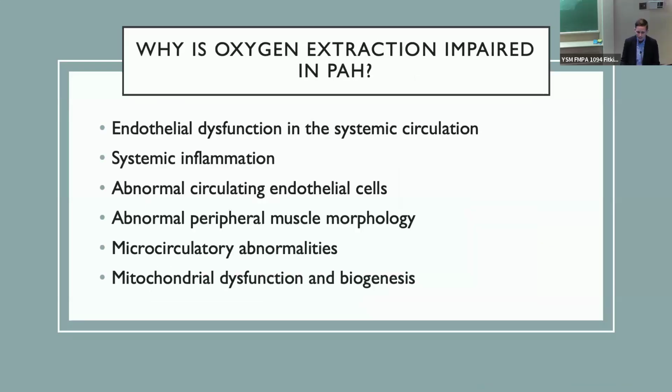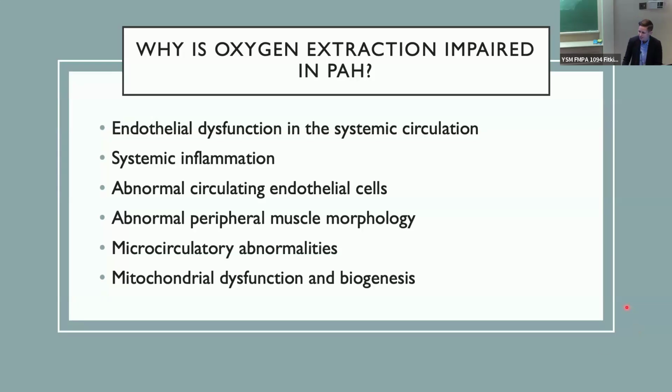Why might this be the case? The mechanisms are multifactorial. Skeletal muscle in pulmonary hypertension shows reduced capillary density. There's some muscle fiber type shifts, and there is evidence of mitochondrial dysfunction. There's probably also systemic endothelial dysfunction and microvascular rarefaction that limits perfusion. And there are definitely inflammatory and metabolic changes that further impair oxygen utilization.